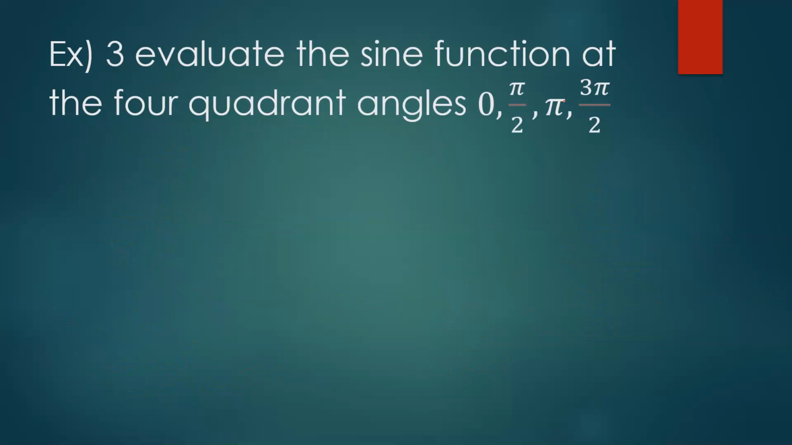Example 3 says, evaluate the sine function at the 4 quadrant angles: 0, pi halves, pi, and 3 pi halves. So what I'm going to do is just draw this and label the coordinates, starting with 0. 0 is also the same thing as 2 pi, right? If you have your unit circle, the coordinates of 0 or 2 pi are 1, 0, right?